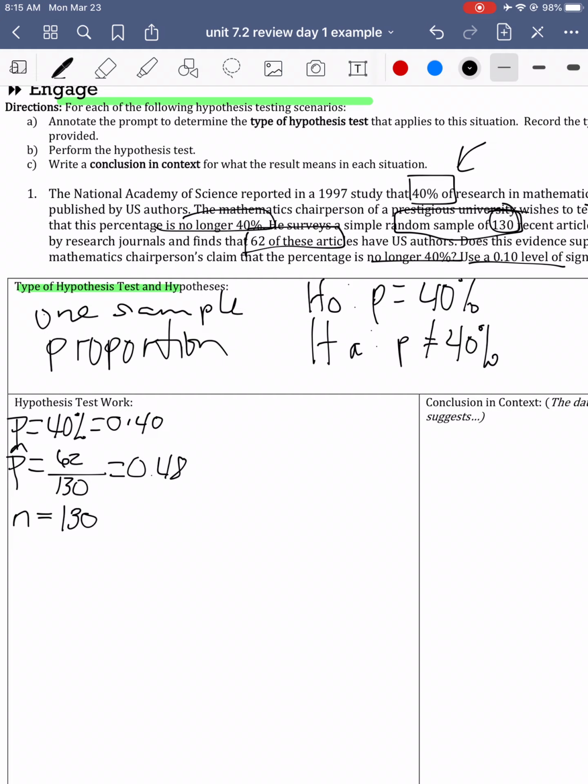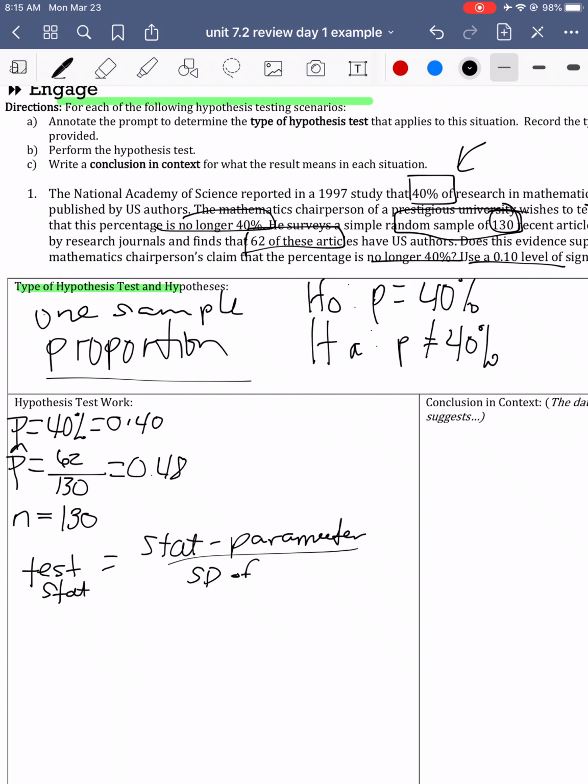Now I'm using a one sample proportion test, and I know that for proportions we use z as our test statistic. So my general formula is: my test statistic is equal to my statistic minus the parameter, over the standard deviation of the sample. In this case, since this is a proportion, my test statistic is going to be a z. I can't forget this part here.